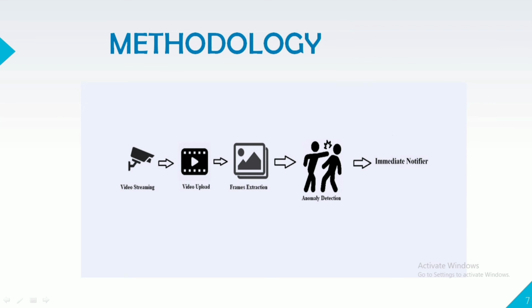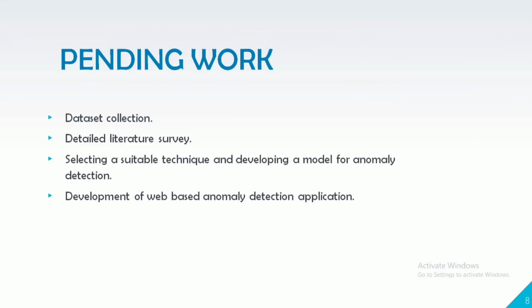Then coming to the pending work, in milestone 1, we have just come across the problem statement and the solution to that problem. Then we are collecting different data sets that can be used for anomaly detection. Secondly, we have referred to literature survey papers, and we thought to study a detailed literature survey on existing approaches. By doing that, we get to know the detailed limitations of the existing system.